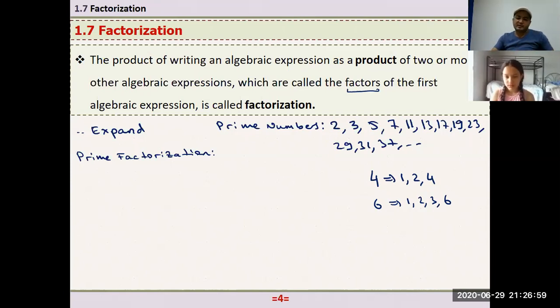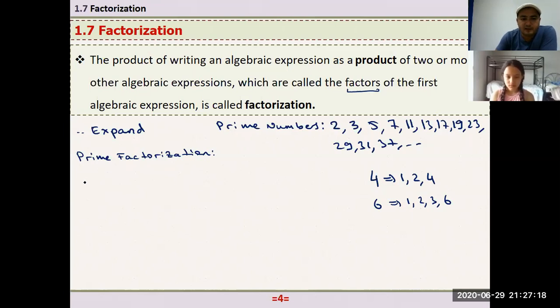Okay, now let's get back to our prime factorization. What do we mean by prime factorization? Prime factorization means writing a natural number or any integer as a product of prime numbers. It is really important in math. That's why it has a special name, prime factorization.